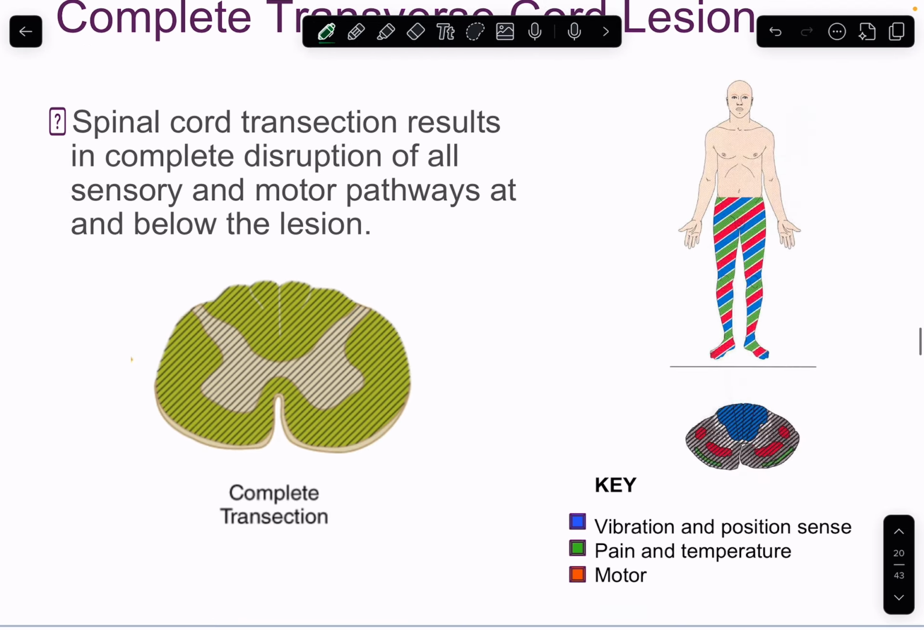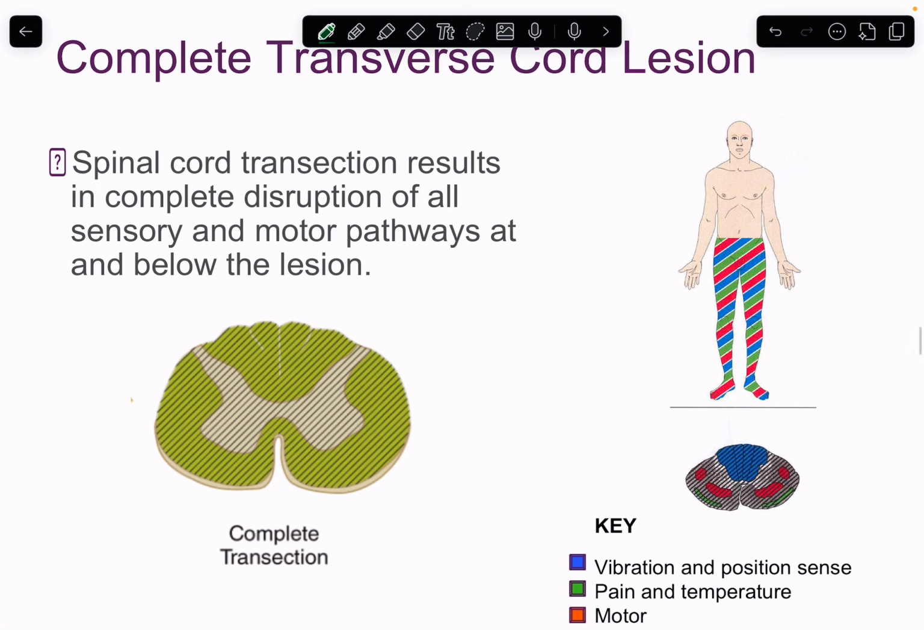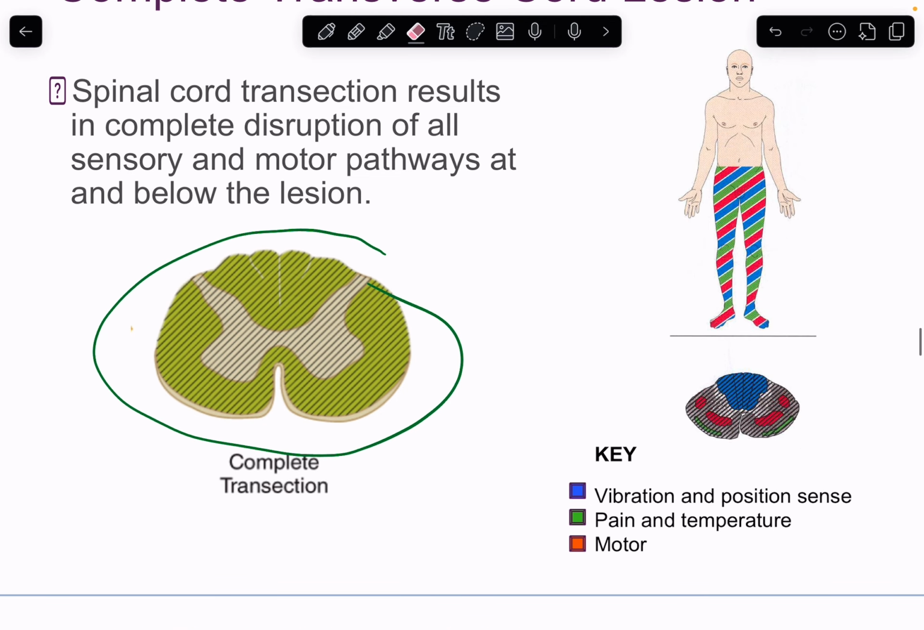So first, spinal cord syndrome is the complete transverse cord lesion. So the spinal cord transection, looking at this spinal cord, results in complete disruption of all sensory and motor pathways at and below the lesion. So you can see that all the parts of the spinal cord have been affected.